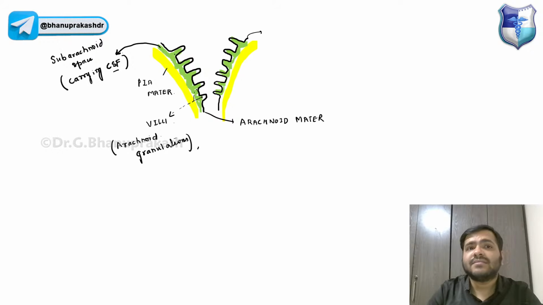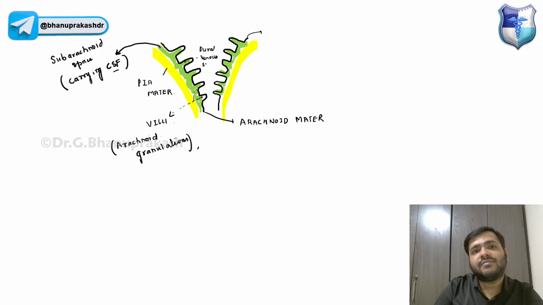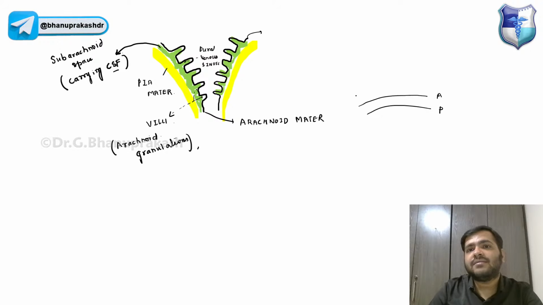Now what will happen, guys? These finger-like projections will transfer the cerebrospinal fluid into the dural venous sinuses. Now, what are these dural venous sinuses? Let us try to understand one more layer here. Inside, outside the arachnoid matter, you have the pia matter, then the arachnoid matter, and then, remember, guys, the dura matter.